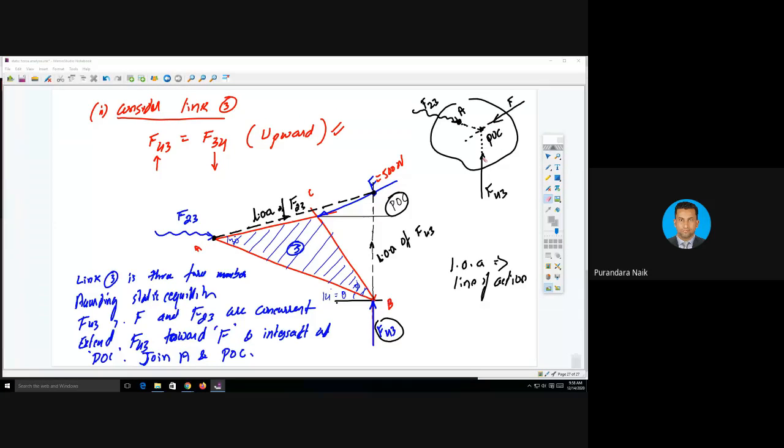Why do I take the point of concurrency? Because if the body is a 3 force member, the point of concurrency will be the same for all 3 forces and the summation of all the forces must be equal to 0. Correct? What do we get here? We get the F23 direction, right? In this figure we will get F23 direction. F23 direction is nothing but the line of action of F23. Correct?